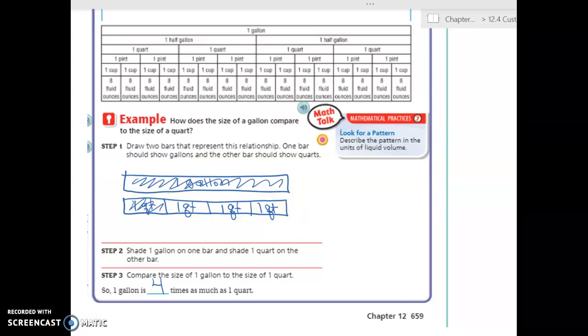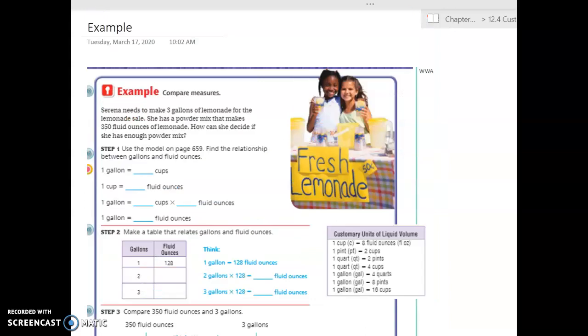Go ahead and turn the page to page 660. The example, compare measures. Serena needs to make 3 gallons of lemonade for the lemonade sale. She has a powder mix that makes 350 fluid ounces of lemonade. How can she decide if she has enough powder mix? Remember, we use the CUBES method on here.